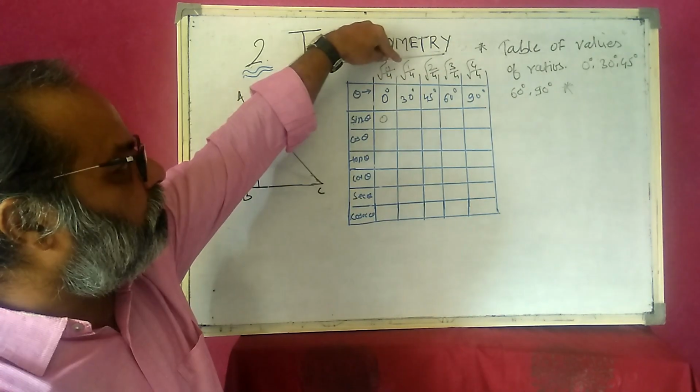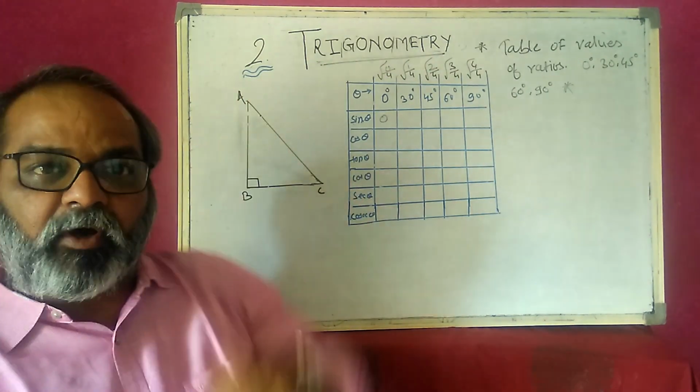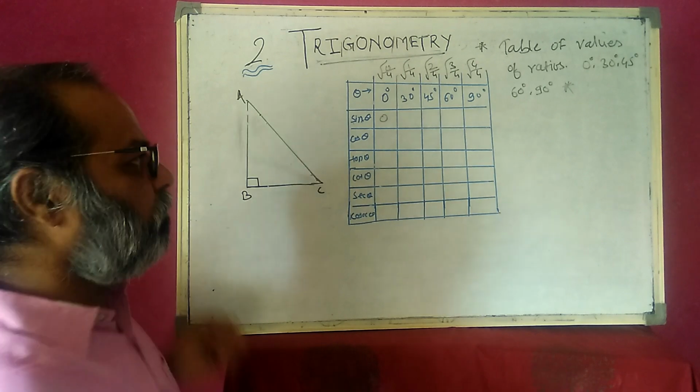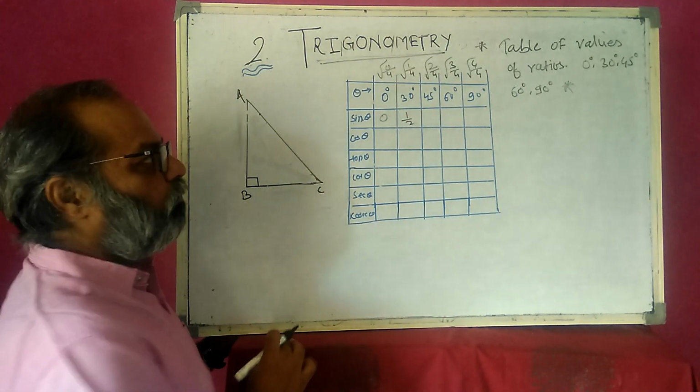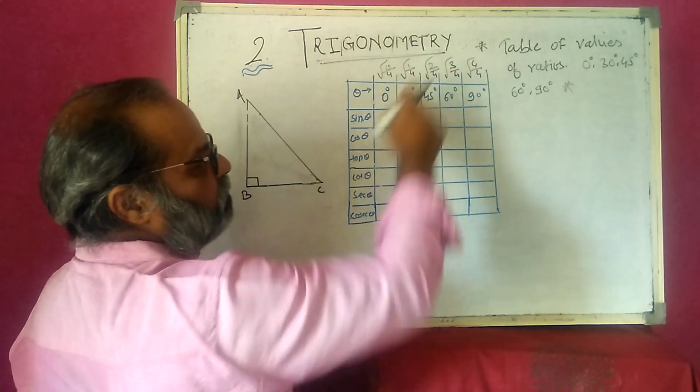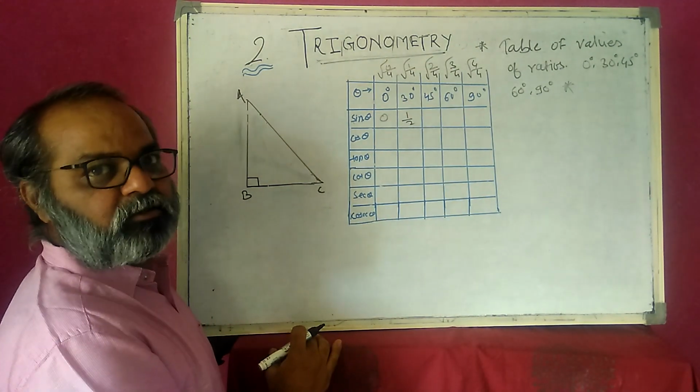So 1 by 4. What is the square root of 1? It is 1. Square root of 4 is 2. So what is sine 30? It is 1 by 2. Now 1 by 2, it is just simplified. It is 1 by 2.